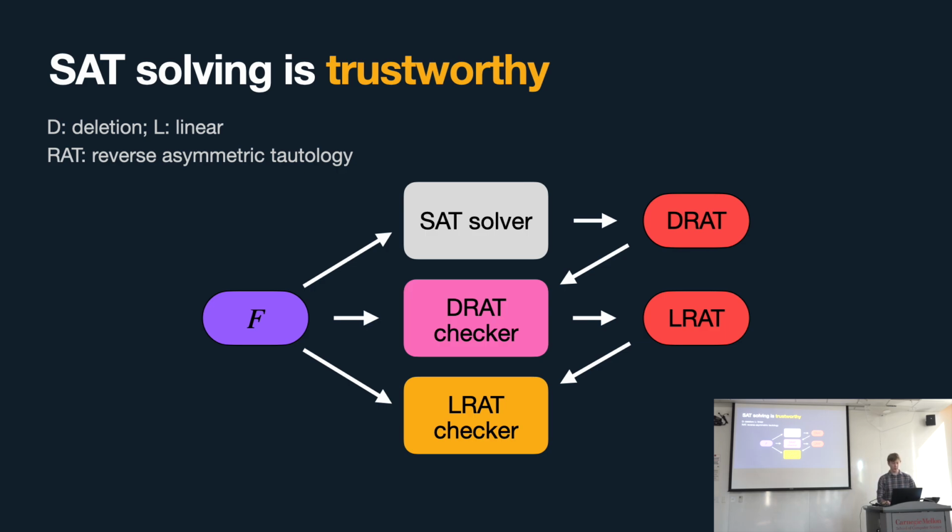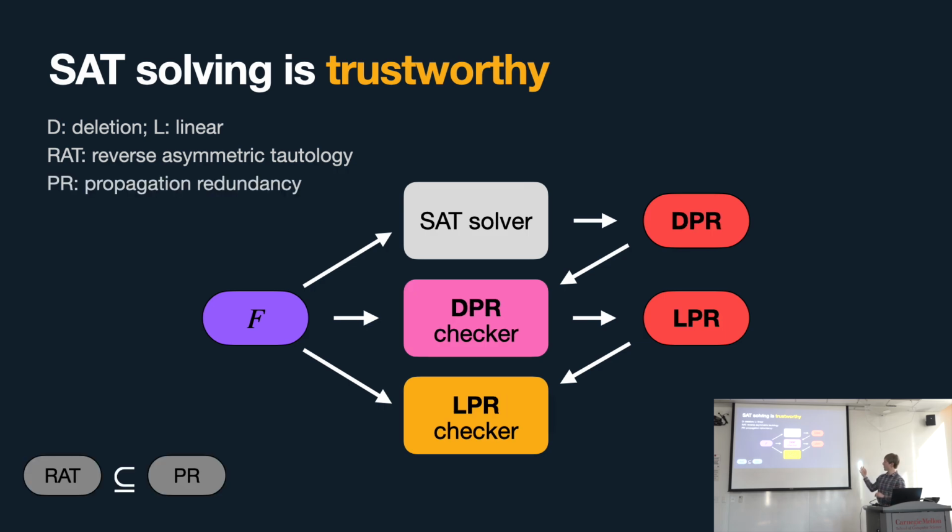So this is all well and good, but DRAT is somewhat limited in what it can express. It's useful for a wide variety of purposes, but sometimes proofs can get quite large. And so a different format called DPR was developed. DPR stands for deletion propagation redundancy, and this is a superset of RAT. And so all DRAT proofs are DPR proofs, but DPR proofs also include more expressive clauses, so these proofs can be small. And so the workflow looks very much the same. It's just everywhere you see DRAT and LRAT, you replace it with DPR and LPR.